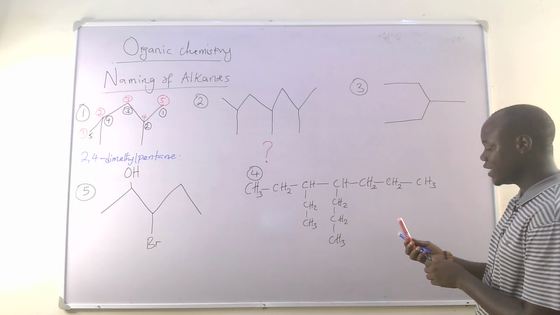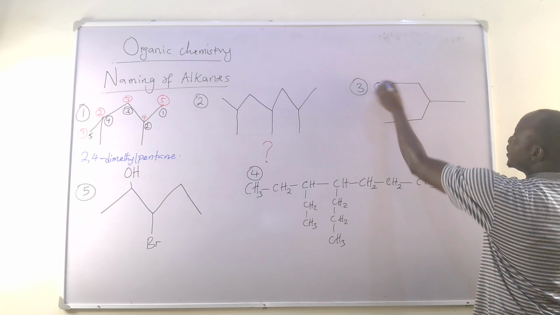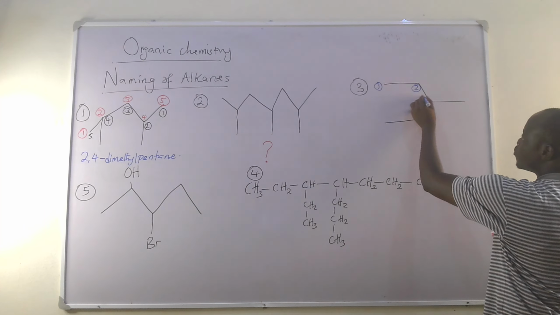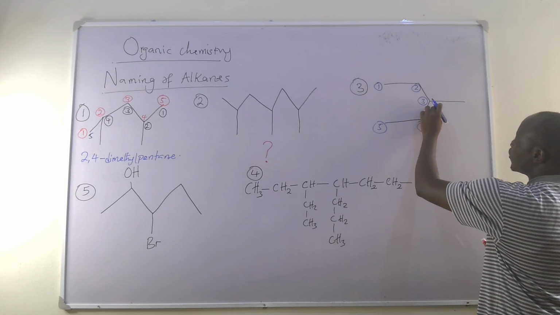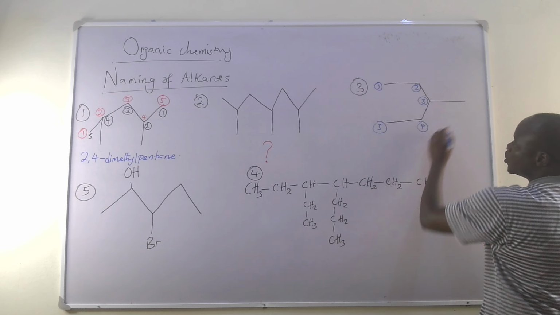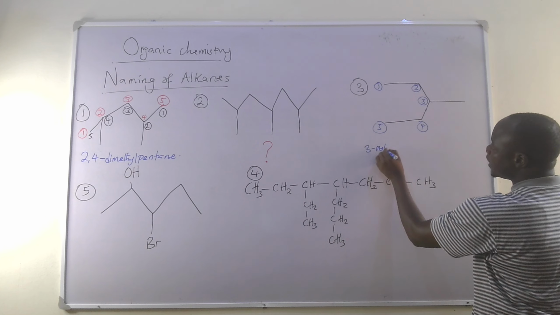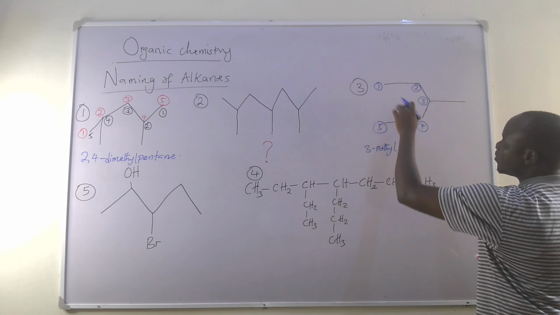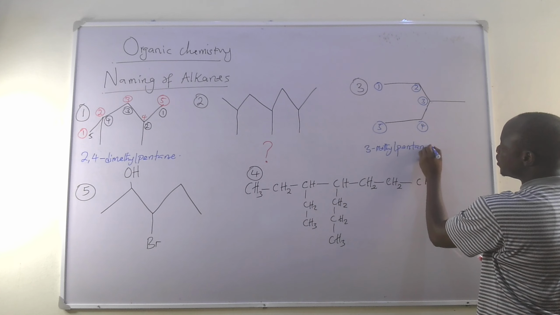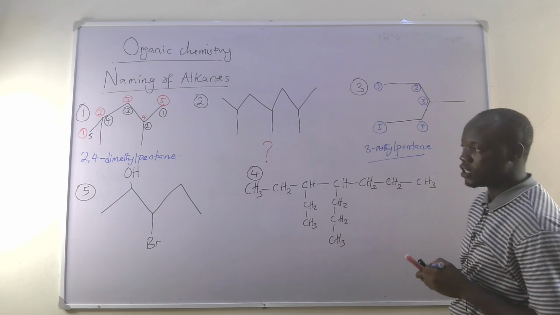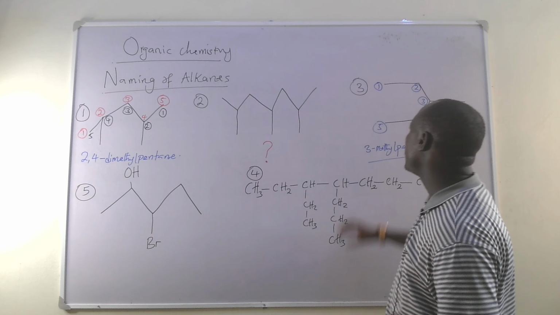If you look at it, ladies and gentlemen, we can start the numbering from here. This is 1, this is 2, this is 3, this is 4, this is 5. It means that at position 3 we have methyl. So we are going to say 3 methyl. The number of carbons is 5, so it's going to be 3 methyl pentane. That is the name of this compound. So I have now named 1 and 3.